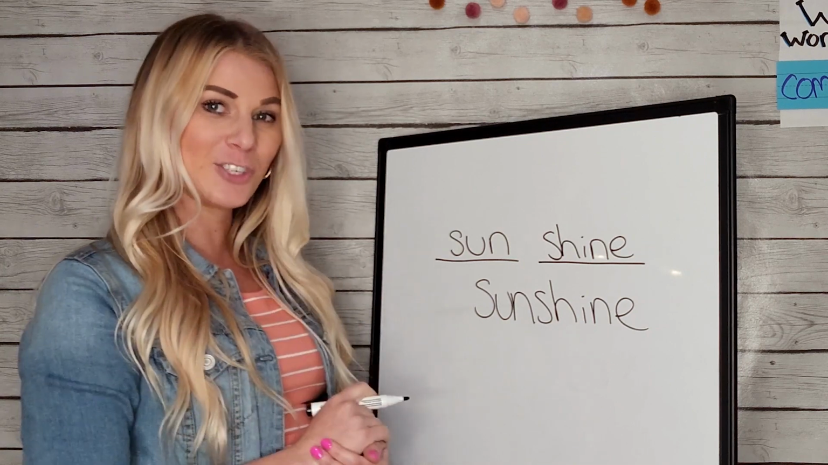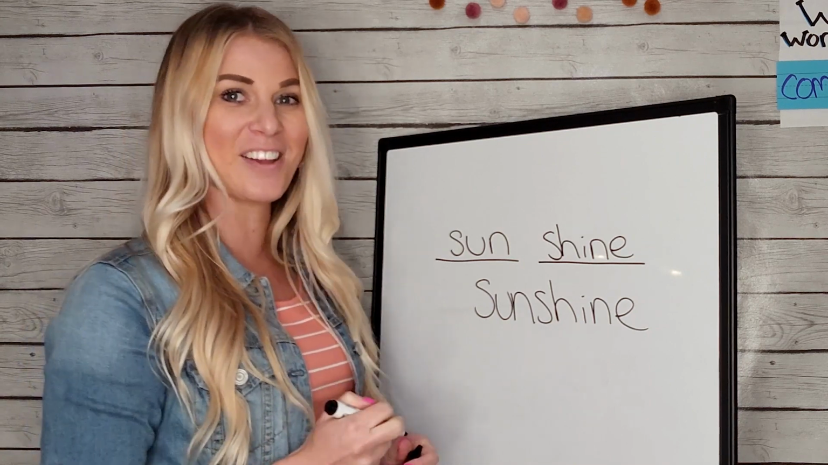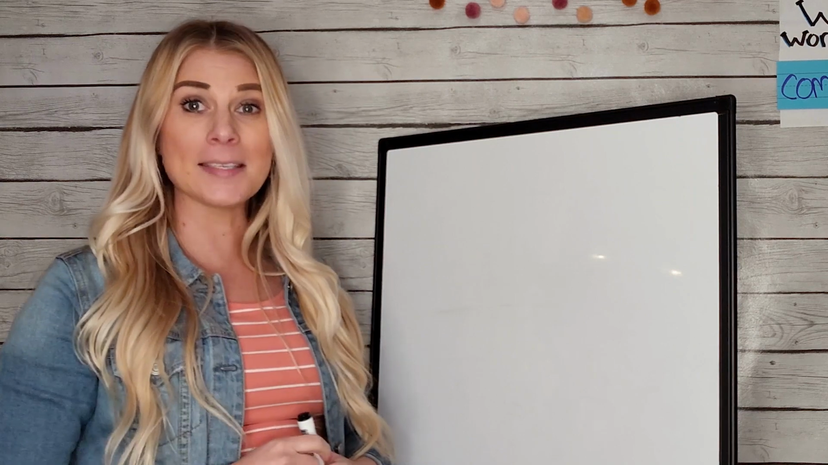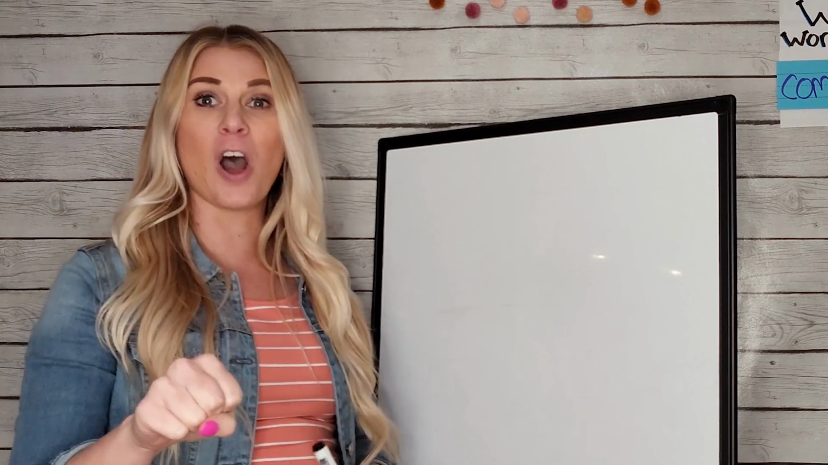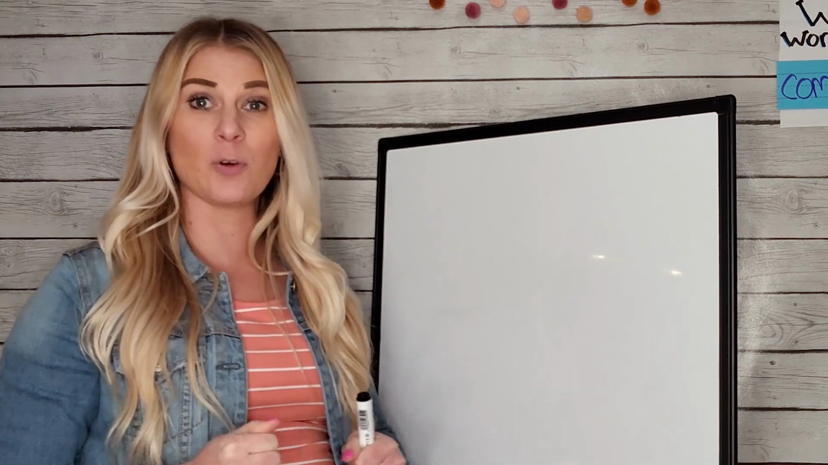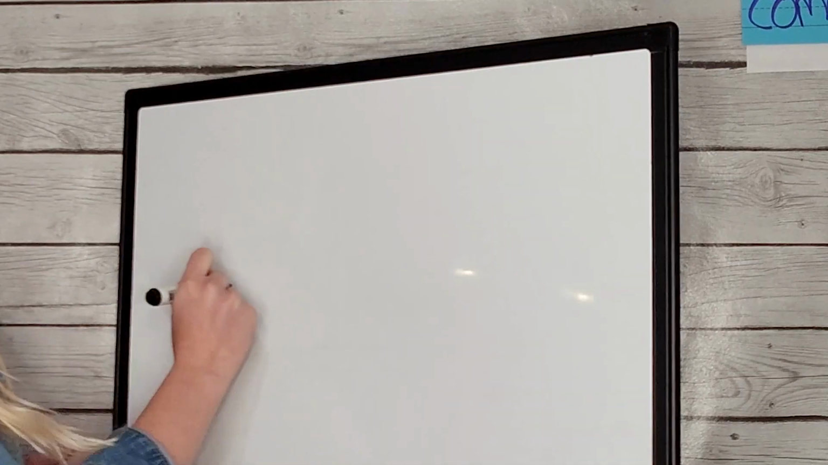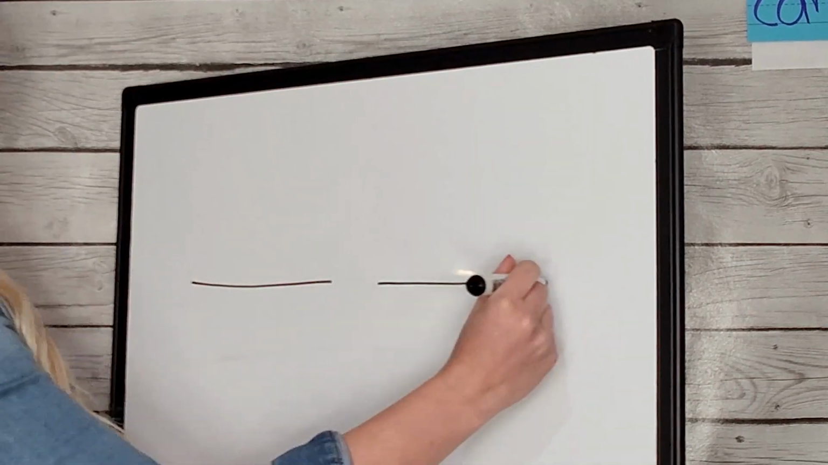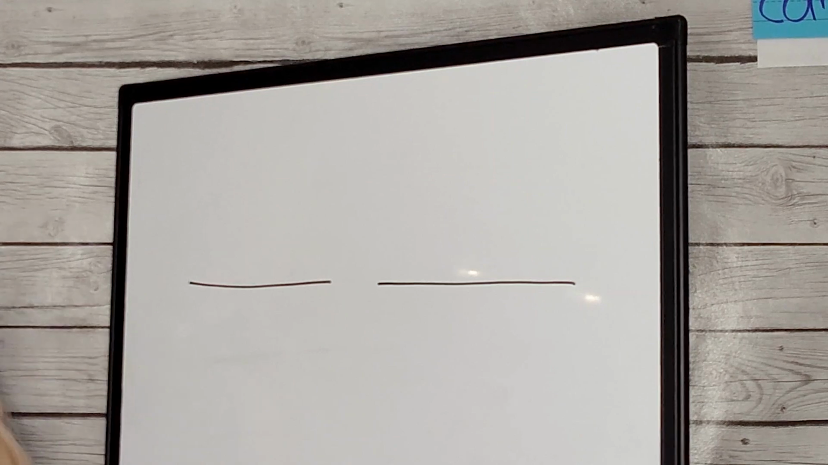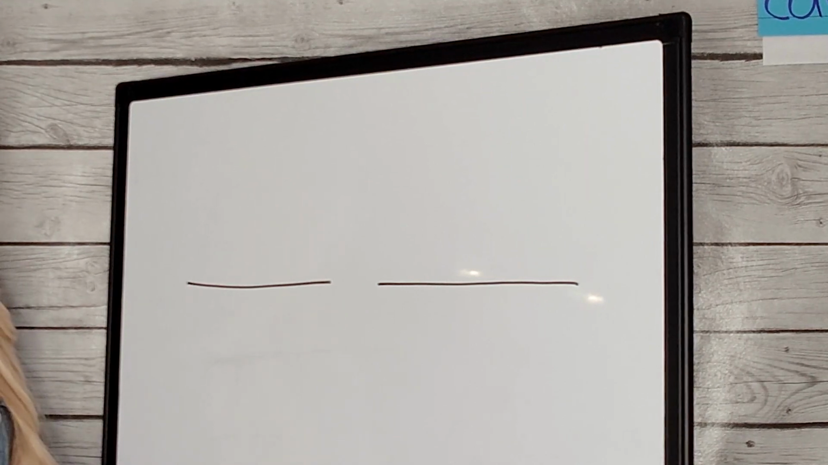Are you up for a challenge word? I thought you might be. Are you ready? Here we go. Okay, our challenge word is watermelon. Can you say that word with me? Watermelon. When I say watermelon, I hear water, melon. So I'm going to draw two lines. One for water, one for melon. Can you do the same on your paper?